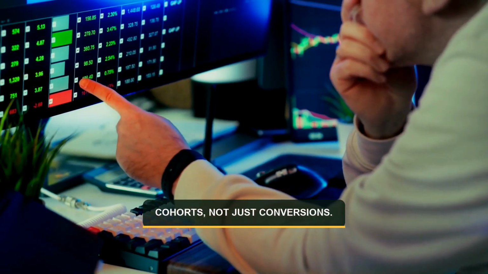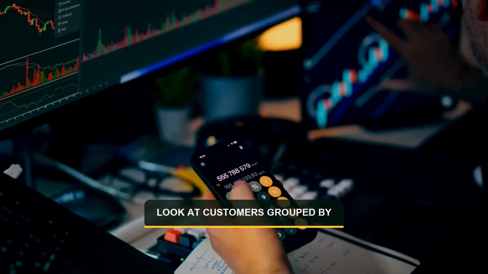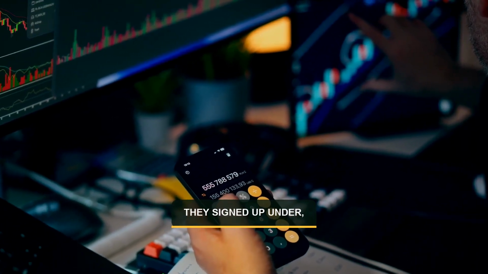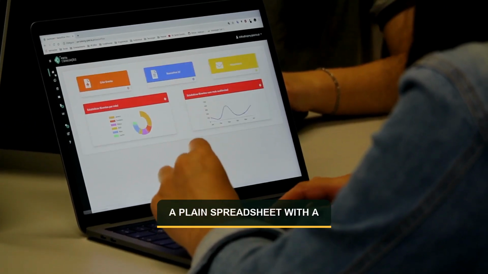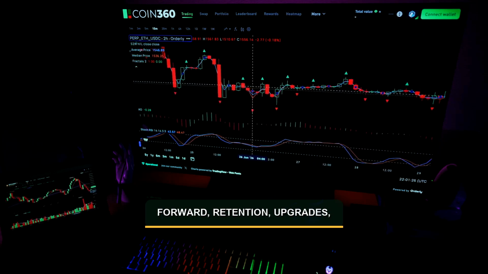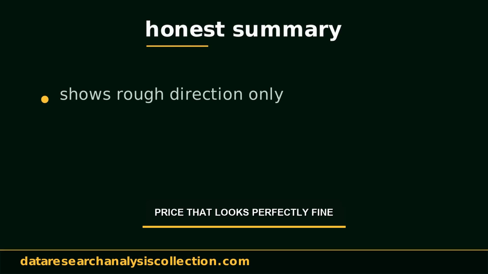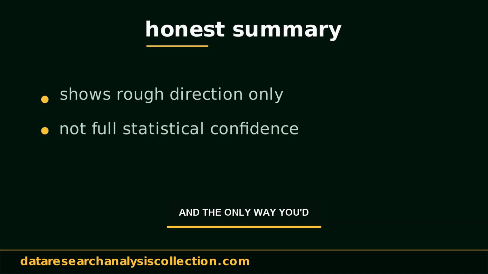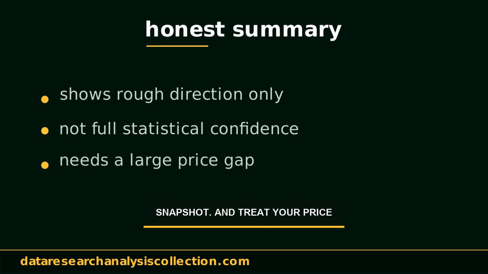Track cohorts, not just conversions. Look at customers grouped by the month or the price they signed up under. A plain spreadsheet with a column for each cohort is enough, and follow each group forward. Retention, upgrades, refund requests, the works. A price that looks perfectly fine at the moment of sign up can quietly correlate with worse 90-day retention, and the only way you'd catch that is by following the cohort forward, not by staring at a single conversion snapshot.